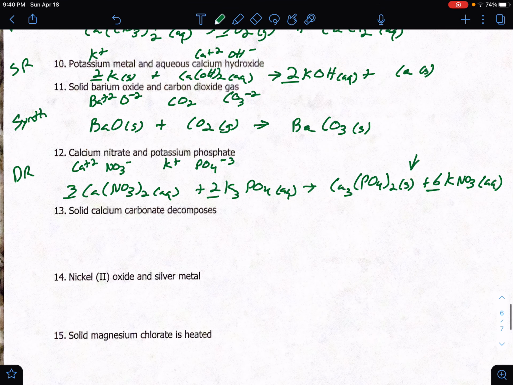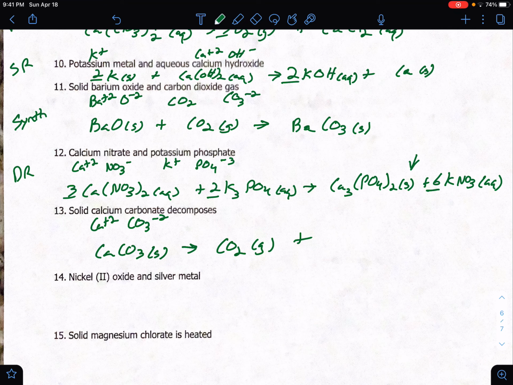Solid calcium carbonate decomposes, so Ca with a +2, carbonate CO3 with a -2. So these are balanced, so this would be CaCO3. Okay, and that's a solid. So remember your rules for decomposition. Okay, if I can make H2O, CO2, or O2 in that order, I'll make those. I can't make H2O. I can make CO2 though. So that's my gas.